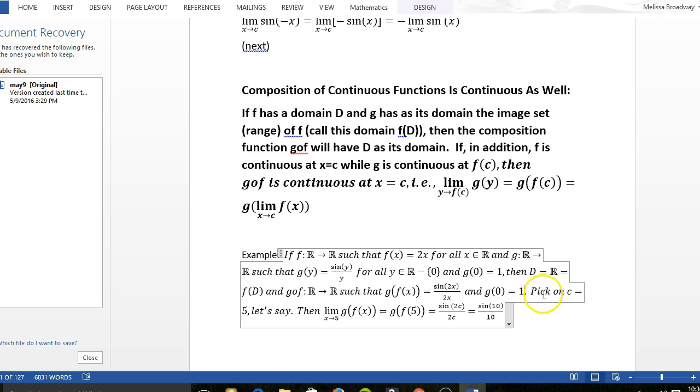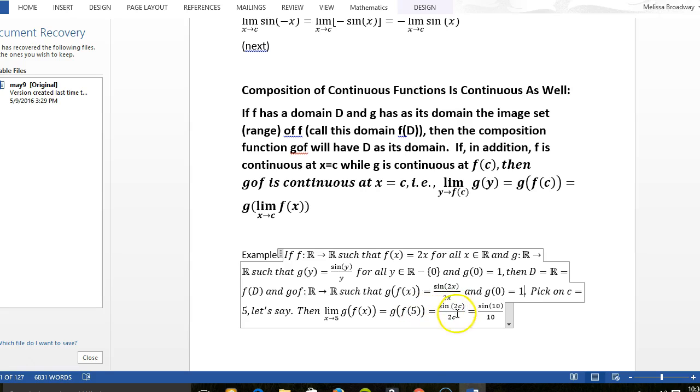So let's just pick some c. Let's say c equals 5. Then the limit as x goes to c, which is 5 here, of G of f of x is G of f of 5. I can safely do that because the composition of continuous functions is itself continuous.